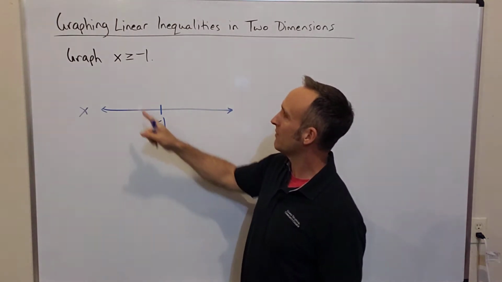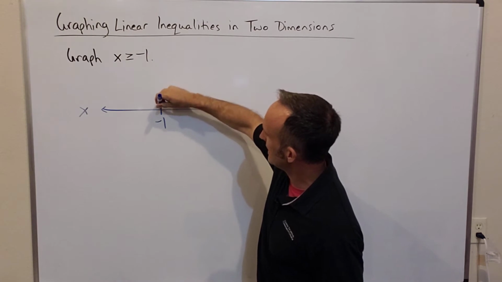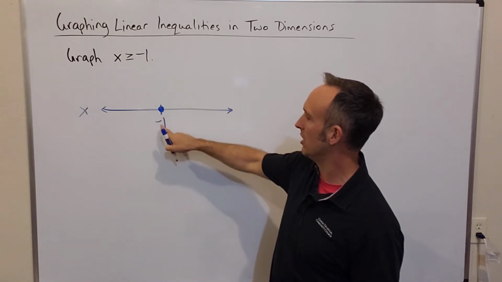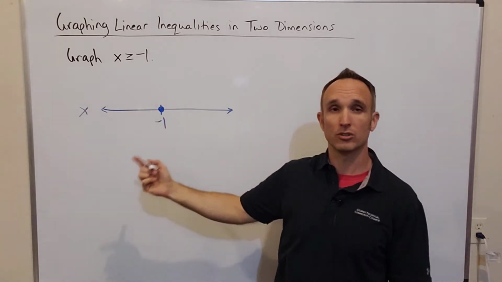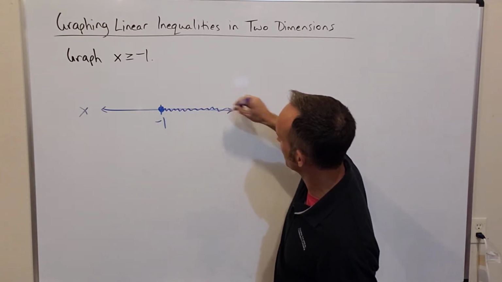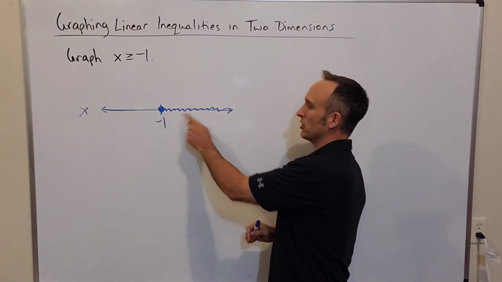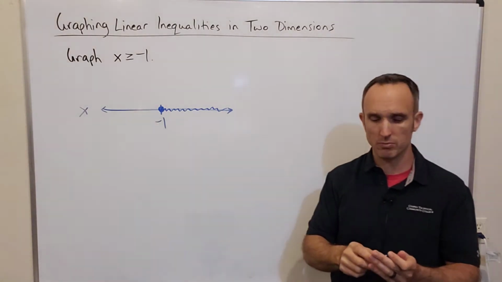And you'd want to graph everything equal to or bigger than -1. So anything equal to it, you would shade. So that would be a shaded circle on -1, or a closed circle is often said. And then you would shade everything bigger also. And so all of these x values are equal to -1 or bigger. So that's if you were graphing in 1 dimension.